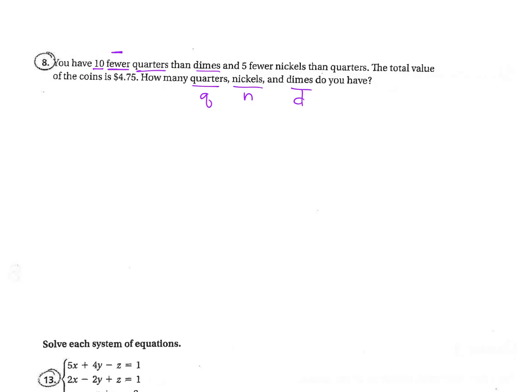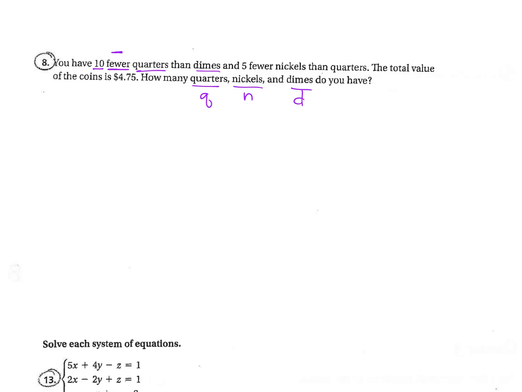Now wrap your brain around that, because sometimes people want to subtract the wrong thing. You have 10 fewer quarters than dimes. So which one is the bigger one? What do you have more of? You have more dimes. So if you have 10 fewer quarters, which one are you subtracting from? Sorry, what are you subtracting the 10 from? The dimes or the quarters?